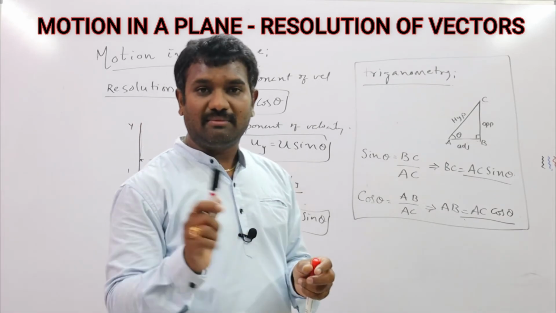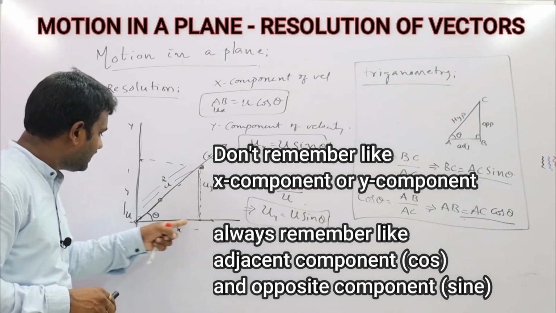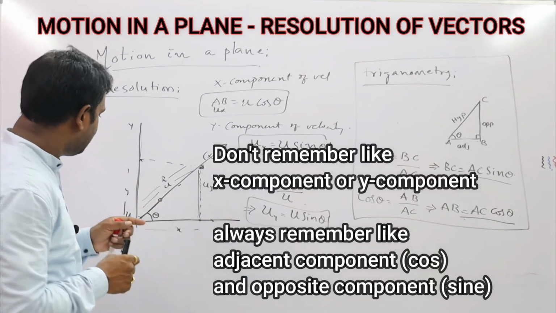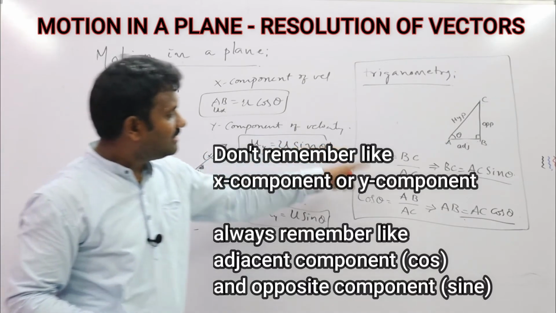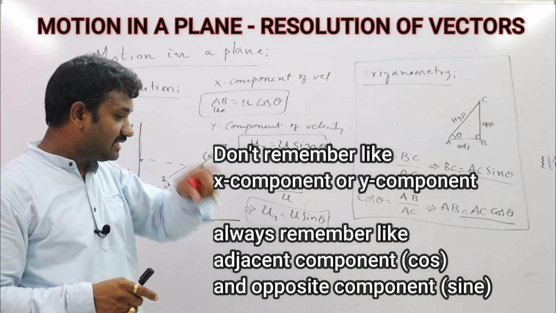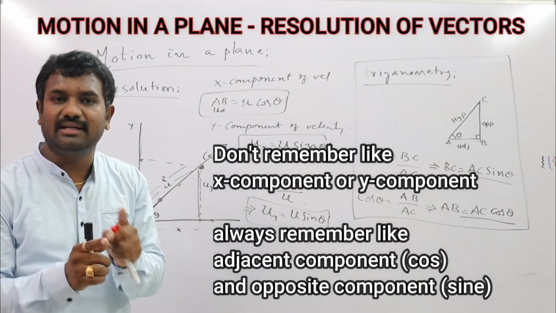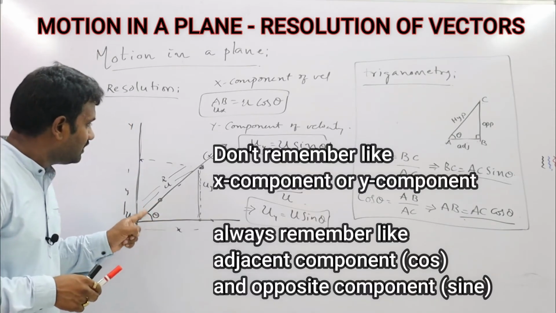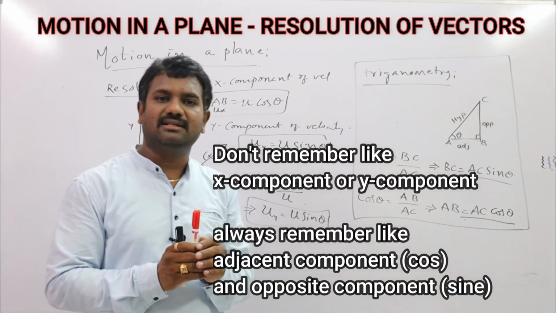But I suggest you remember in another manner. This is theta, making an angle with the x-axis. Sometimes in exams they give you theta with the y-axis. Then things will change. That's why I ask you to remember adjacent component and opposite component. Here, adjacent means adjacent to theta. So adjacent to theta is always cos. Opposite to theta is always sin.